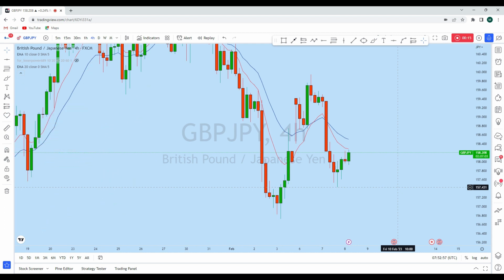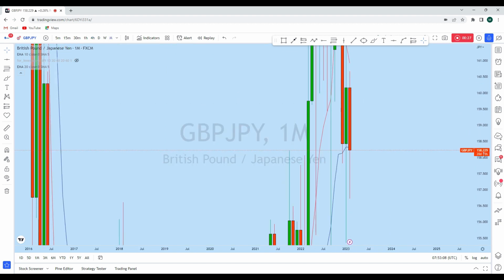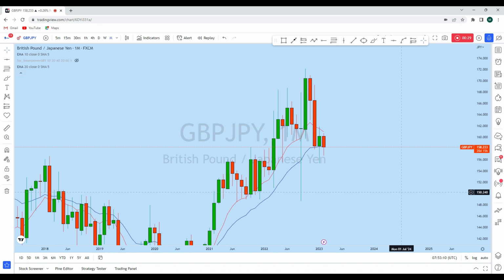Now, before we discuss how we can trade, let's look at the bigger picture to see the general direction in the market, and then we'll jump onto the lower time frame to see how we can trade GBP JPY, looking first of all at the monthly time frame to see the overall picture in the market.